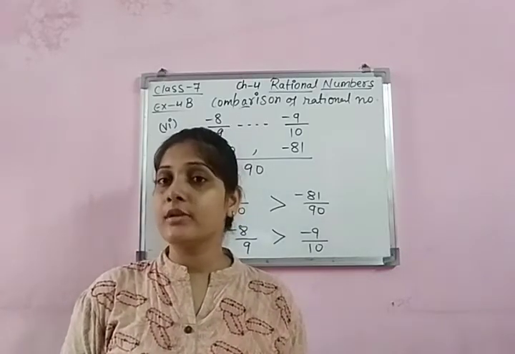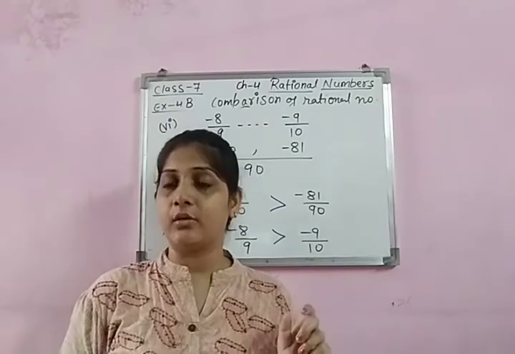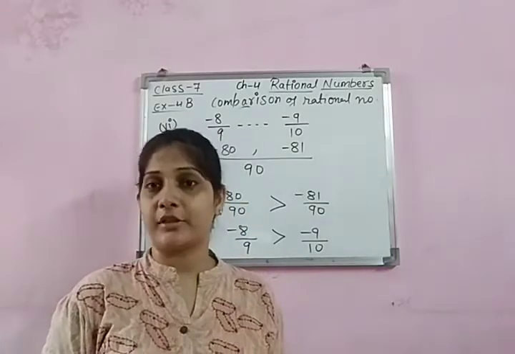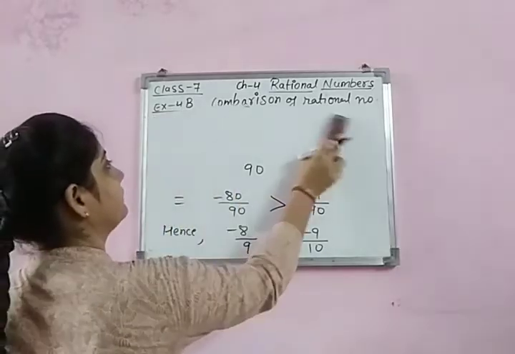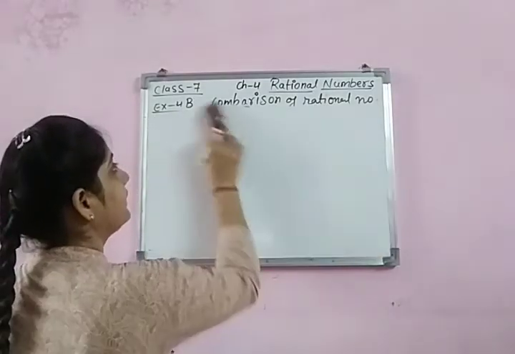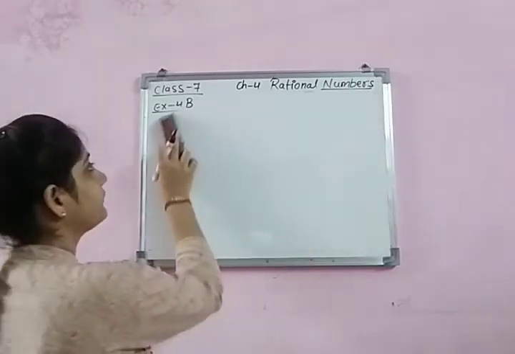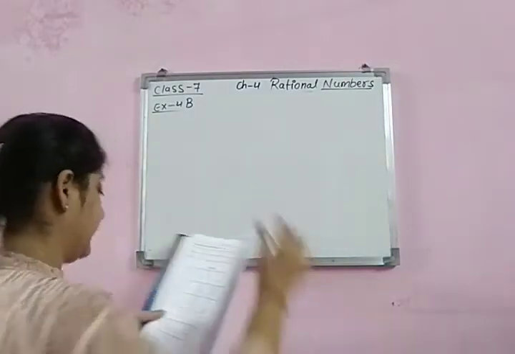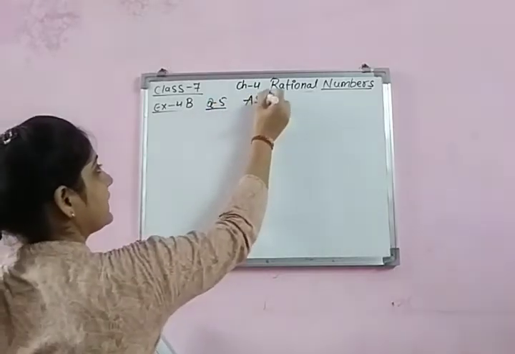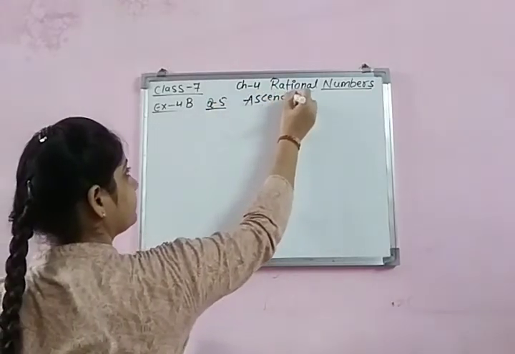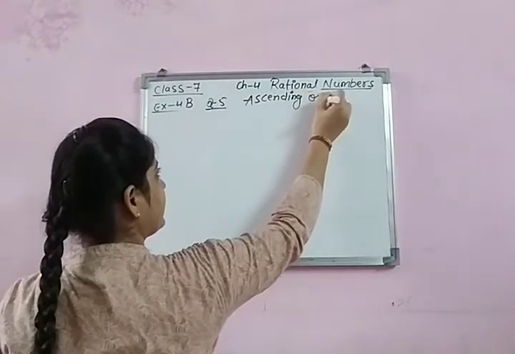And everyone knows, in fractions we have learned that. The only thing is that there are negative fractions also, which are negative rational numbers. Okay. So now I am telling you, from exercise 4B only question number 5, which is ascending order. Step remains same.